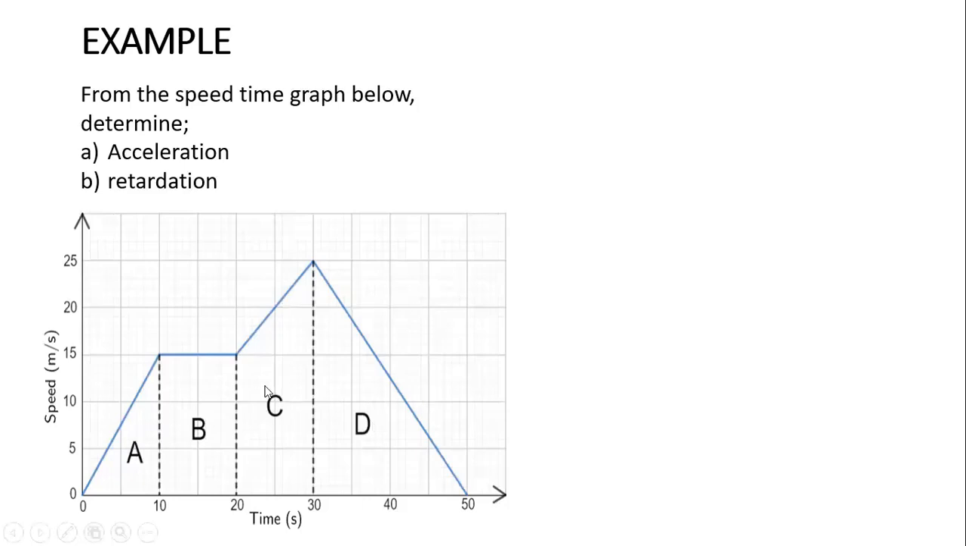Now we know that acceleration is represented by this line here, and it can also be represented by this line, because positive acceleration, then negative acceleration is what we call retardation. So they haven't specified, unless they specified. So in this case, we are required to find for this part and this part. Okay, let's see how we can demonstrate.